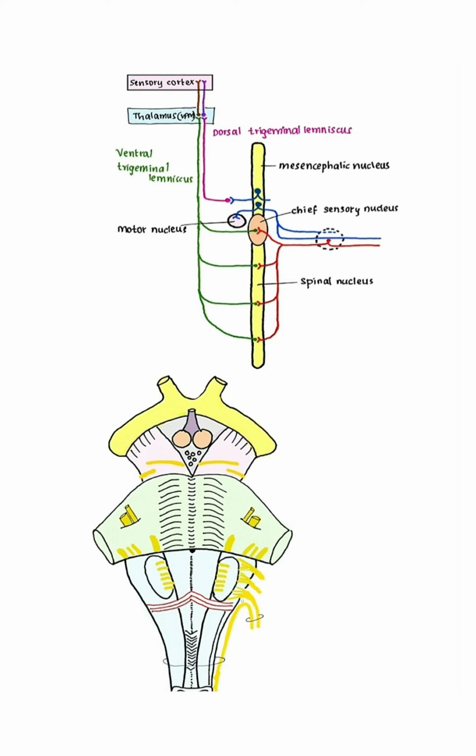When we take the cut section of medulla oblongata, we can see the spinal nucleus. These descending fibers present beside the spinal nucleus are called spinal tract of trigeminal nerve. Spinal tract of trigeminal nerve is also present in medulla oblongata.